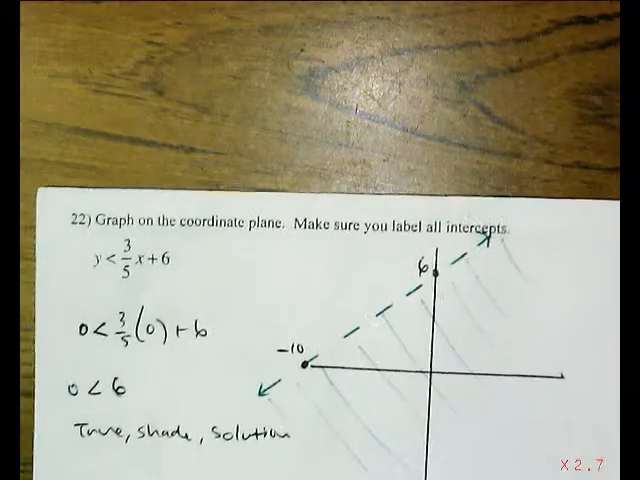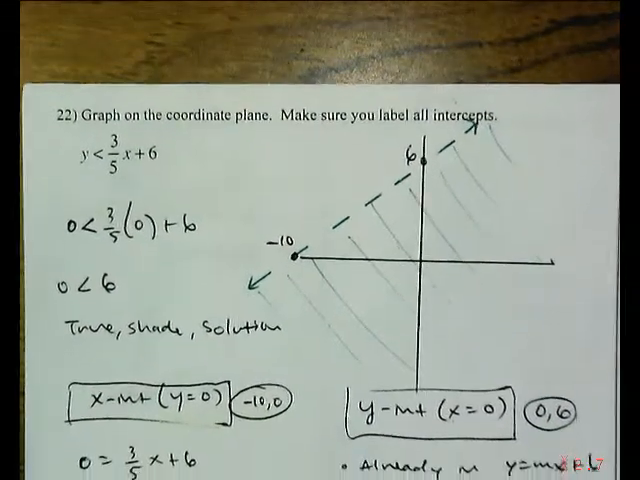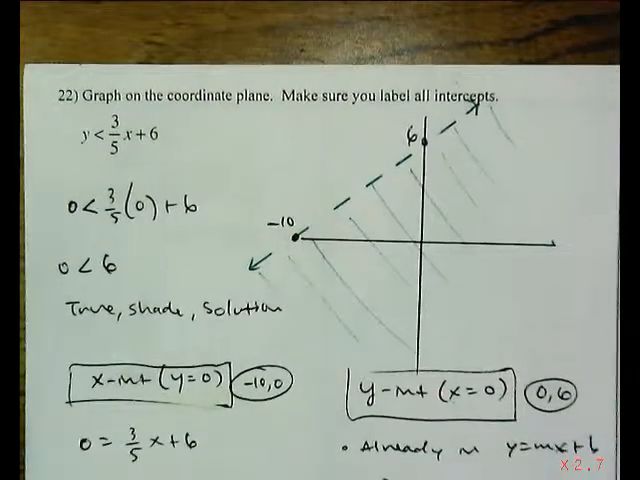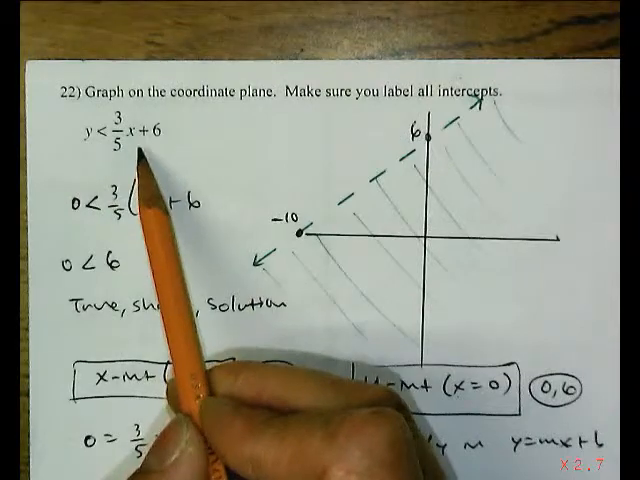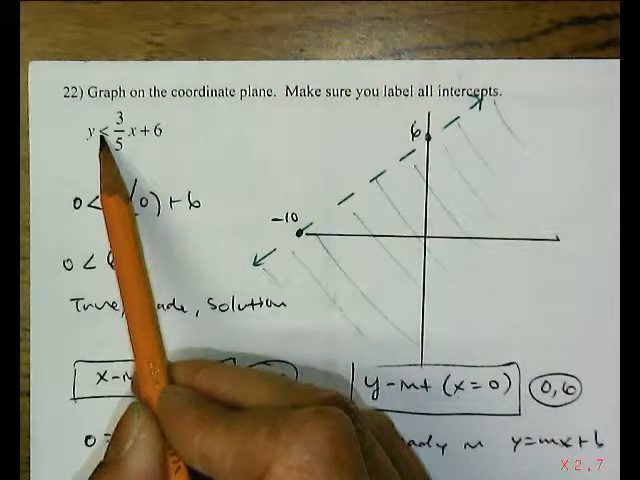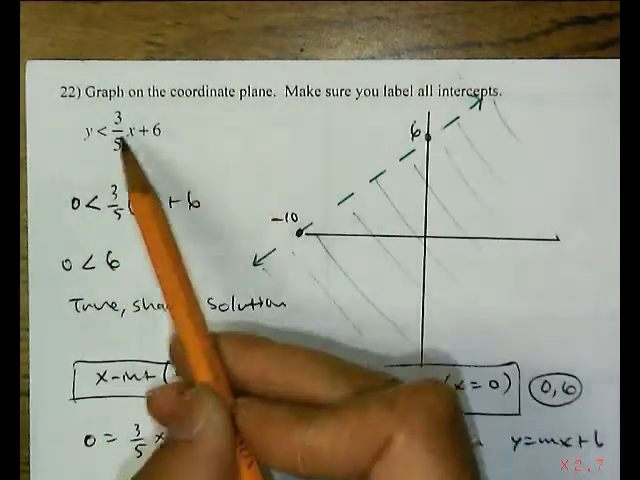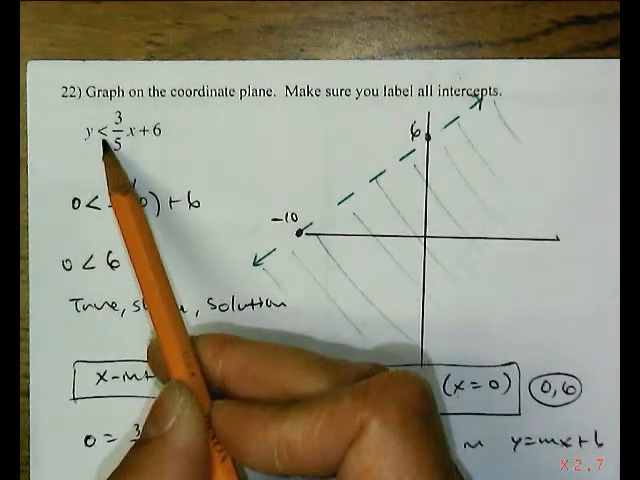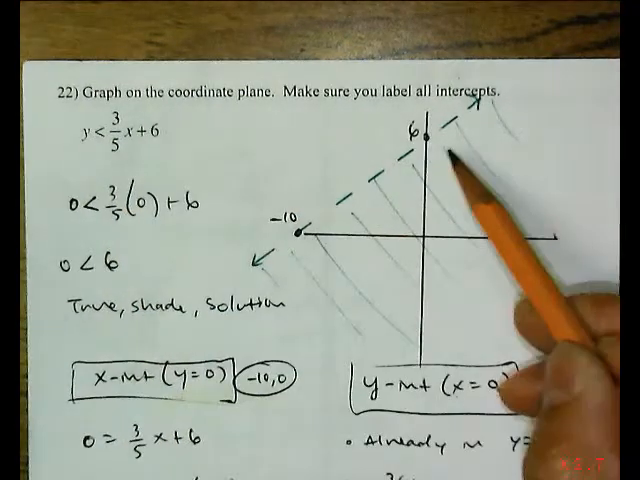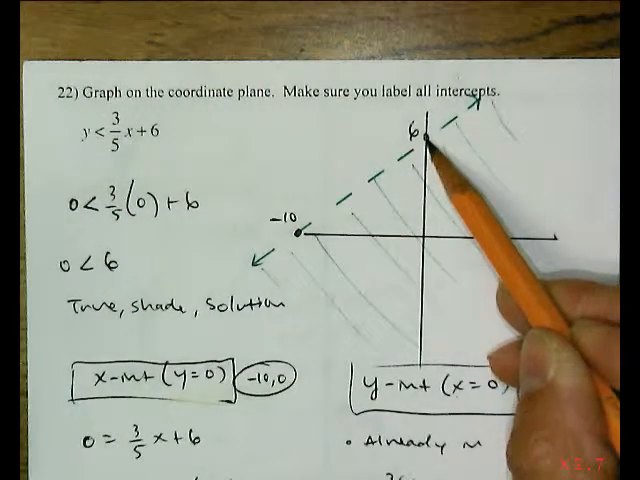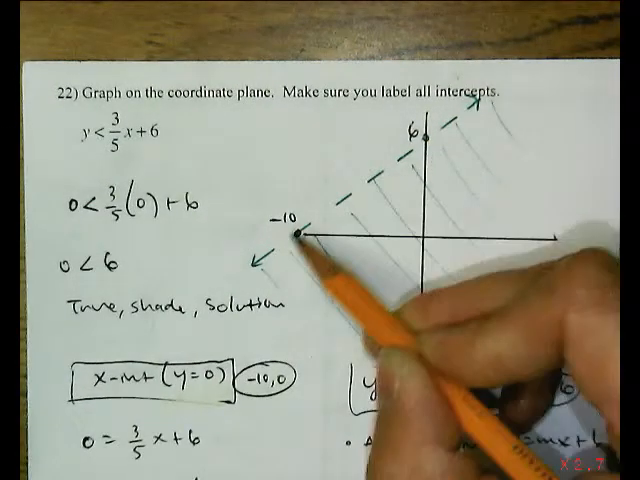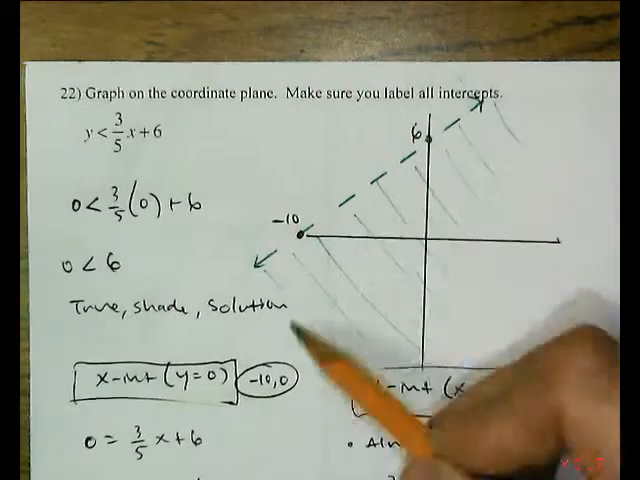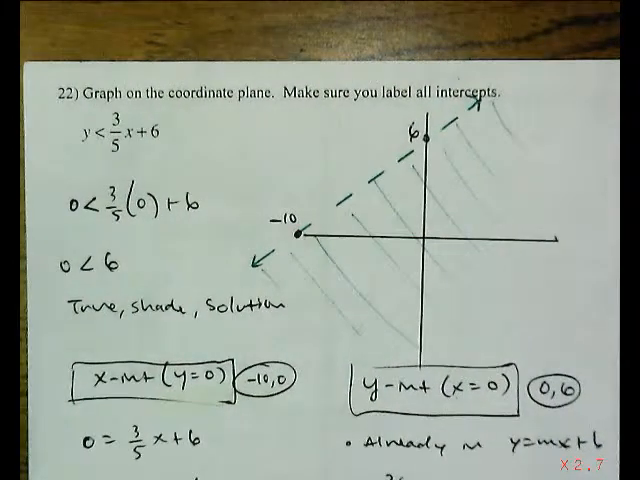Question number 22. Graph on the coordinate plane and make sure that you label all your intercepts. So if my x and y are going to the first power, you know it's going to be linear. It's a linear inequality because you have a less than sign. So remember, graph this like it's y equals 3/5 x plus 6. So here is my y-intercept. 3/5. Notice I don't really need a coordinate plane.